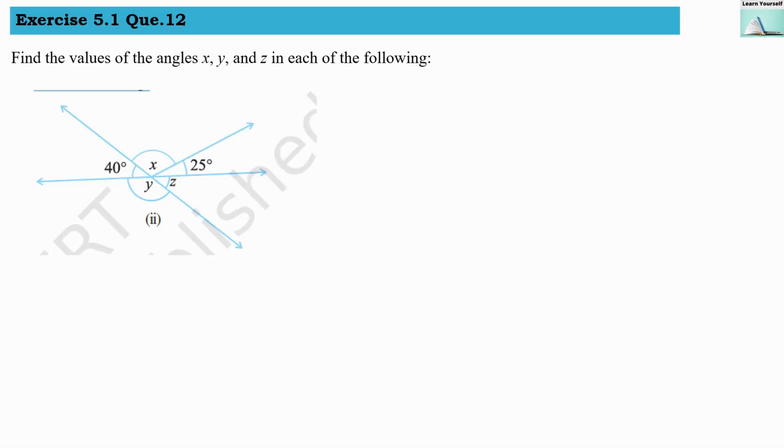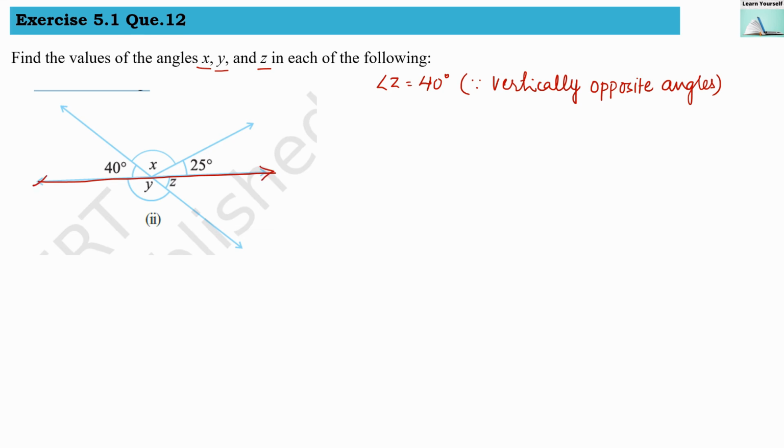Exercise 5.1, question number 12. Find the values of the angles X, Y and Z in each of the following. So in this figure, we can see that these two lines are intersecting with each other at one definite point, and because of that the 40 degree angle and angle Z are vertically opposite angles. So that's why angle Z's measure will be equal to 40 degrees. Now we can see that angle Z and angle Y are forming a linear pair here.